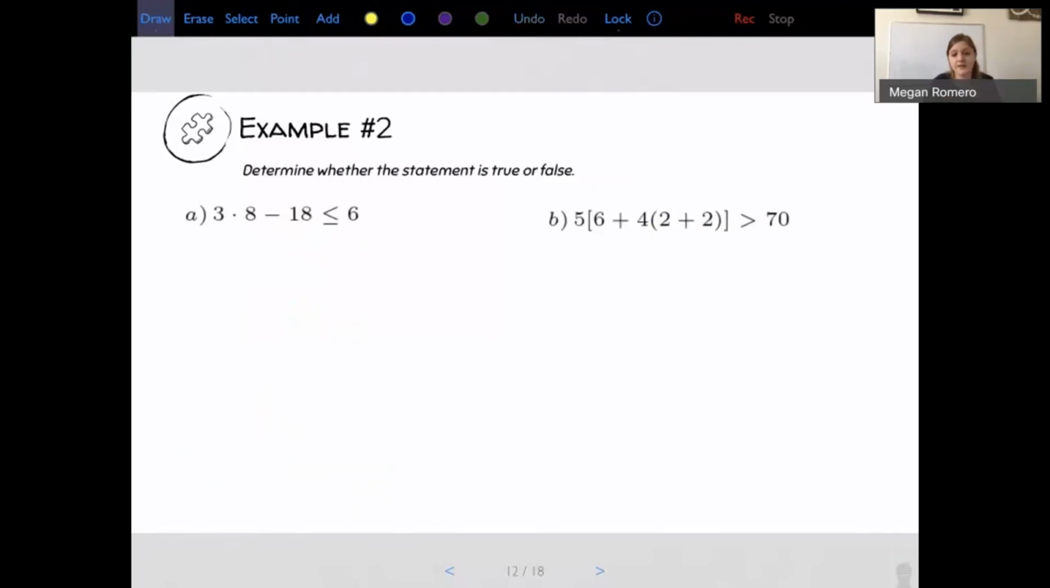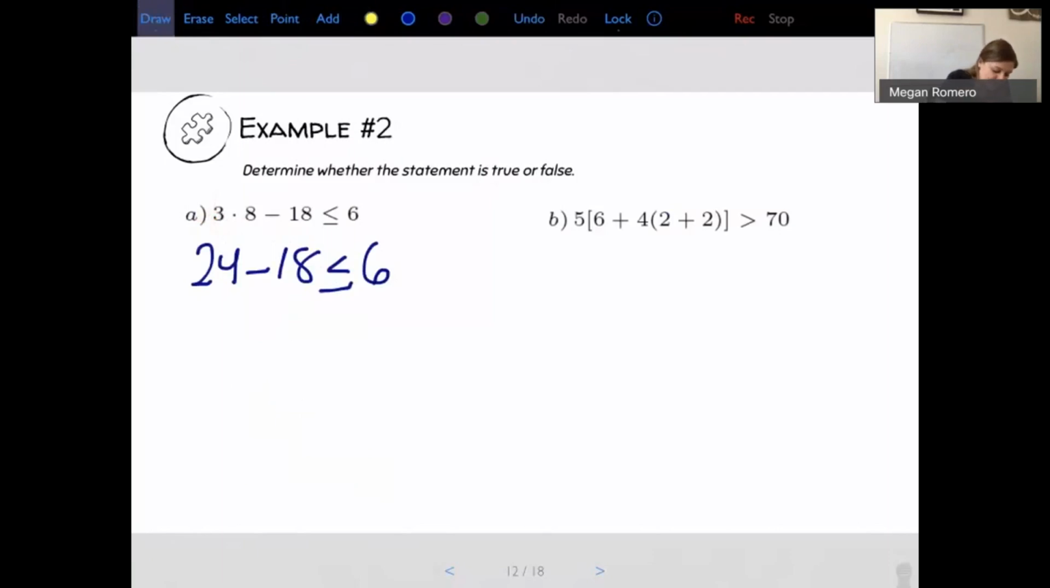Next, determine whether the statement is true or false. So with these problems, make sure that each side of the inequality is simplified as much as possible, and then determine if the statement is true. So on the left-hand side, 3 times 8 is 24. So we have 24 minus 18, less than or equal to 6.